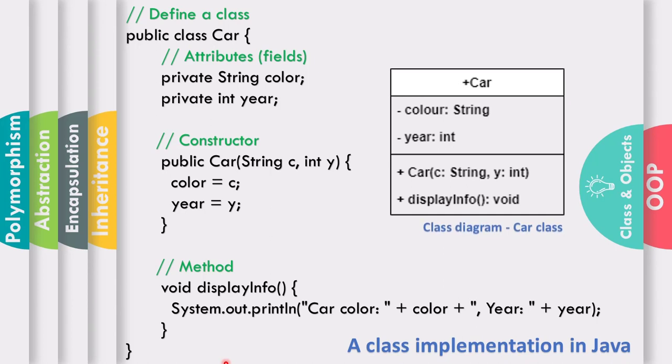Here are both the Java representation and the UML representation of a class. The private String color is defined inside the class diagram. Private int year; those are attributes, also instance variables. The constructor is used to initialize the private variables, here color and year. The method displayInfo will display the car color and the year.